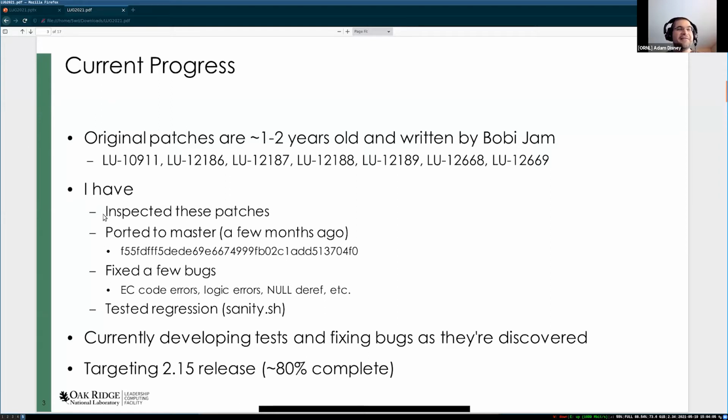So what have I done with this? Well, I've of course inspected these patches to figure out how it works in Lustre. I ported it to the master branch just a few months ago. I have the hash for that checkout if that's important to anybody. So it's mostly current, but a little bit behind. I've fixed a few bugs so far, noticing things with the erasure coding specifics because I have experience with that, and a few other minor things that cropped up while running the regression tests, like logic errors or a null dereference.